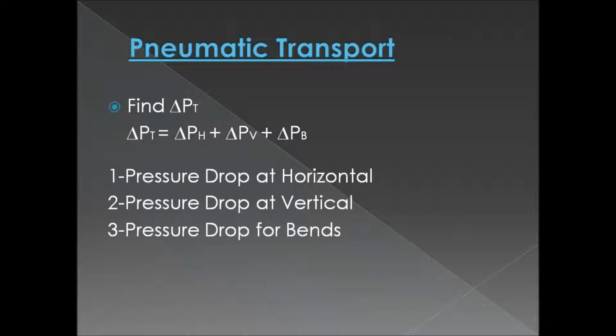In this pneumatic transport, the value of total pressure drop through the pipeline is important because this value will be used to compare with the maximum allowable pressure in the pipe based on its diameter. So the total pressure drop is the sum of the pressure drop in the horizontal and vertical pipes, and also the pressure drop at pipe bends.